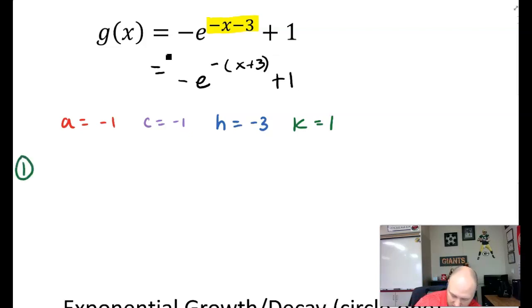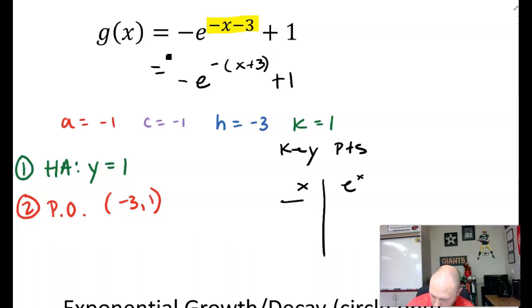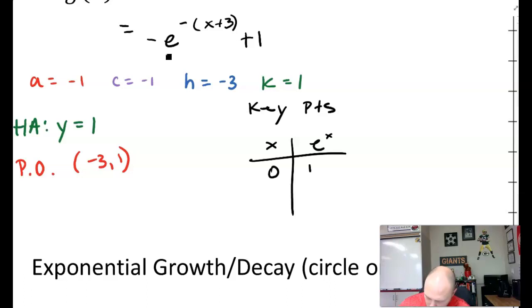Step 1, I need the horizontal asymptote. That depends upon your k value, so y is equal to 1. Step 2, our pseudo origin, that is h comma k, which in this case is -3, comma 1. And then we'll go ahead and use our key points to give us the rest of the information on the graph. Okay, so again, 0, 1, 1, e.